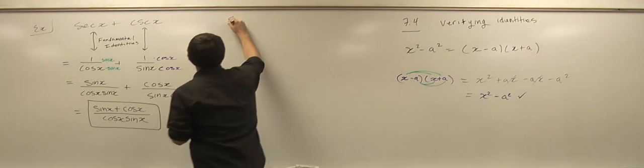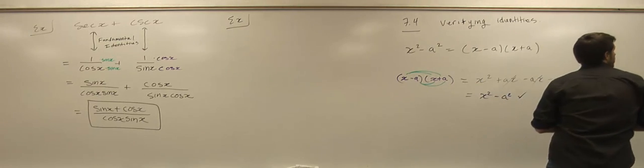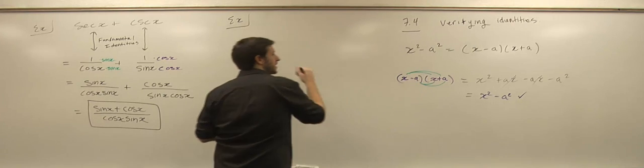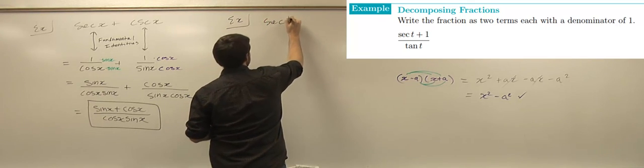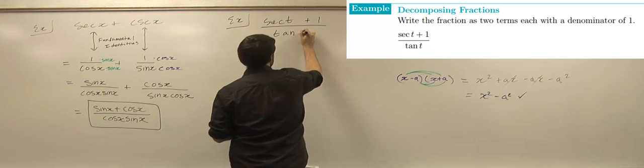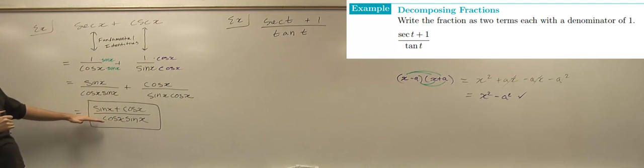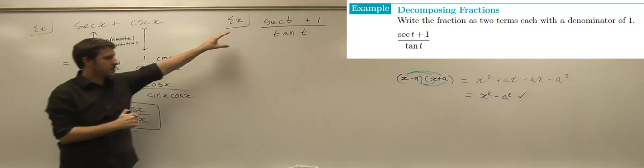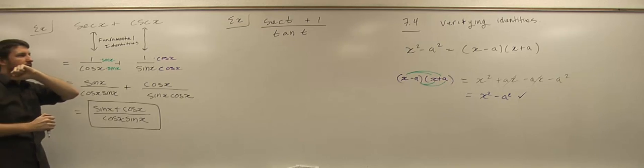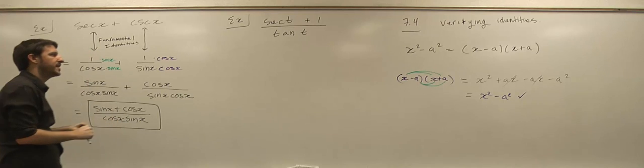Next example. Decomposing fractions. Just write the fraction as 2 terms, each with a denominator of 1. So I give you secant t plus 1 over tan t. I've given you a single fraction. I want you to be able to decompose it and write it as 2 fractions. Write the fraction as 2 terms, each with denominator 1.